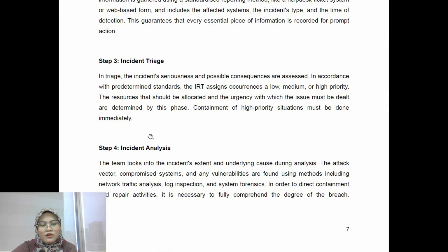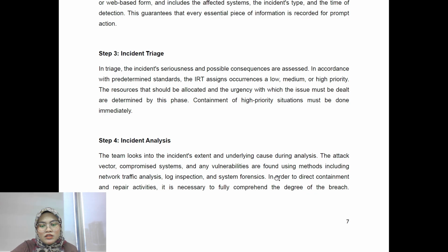So step 4 is incident analysis. The team looks into the incident's extent and underlying cause during analysis. The attack vector, compromised systems, and any vulnerabilities are found using methods including network traffic analysis, log inspection, and also system forensics. In order to direct containment and repair activities, it is necessary to fully comprehend the degree of the breach.